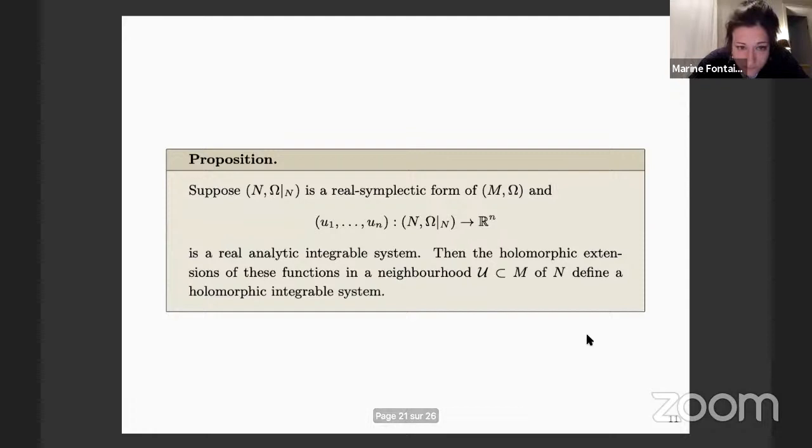On the other hand, we can also say we start with a real symplectic form and we have a real Hamiltonian system on it with analytic integrals. So if you have analytic integrals, you can take the holomorphic extension in a neighborhood of the real form. And this also defines a holomorphic integrable system.